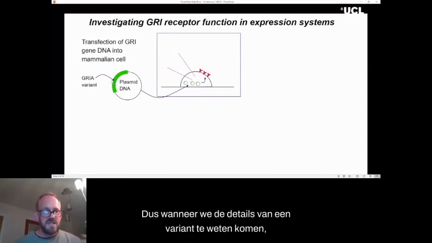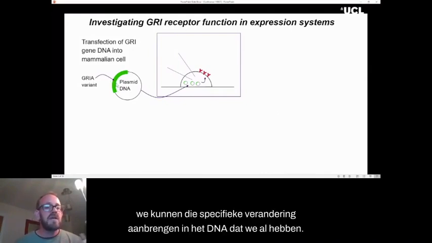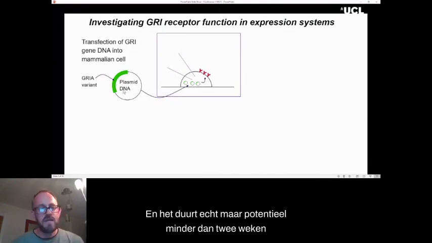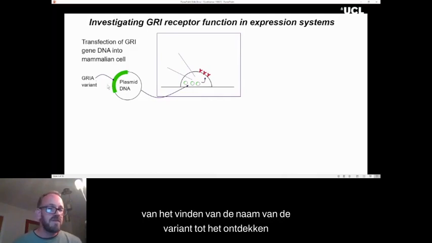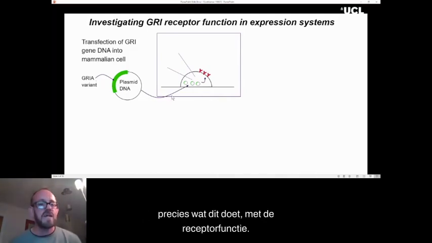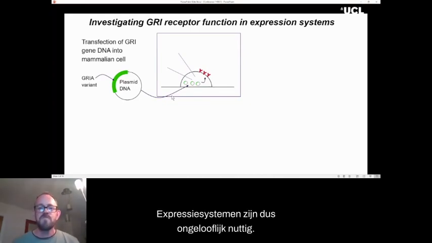Another advantage of these plasmids is it's very, very easy to manipulate them. So anytime we find out the details of a variant, we can make that specific change in the DNA we already have. And it really does only take potentially less than 2 weeks from finding out the name of the variant to discovering exactly what this does to receptor function. So expression systems are incredibly useful.